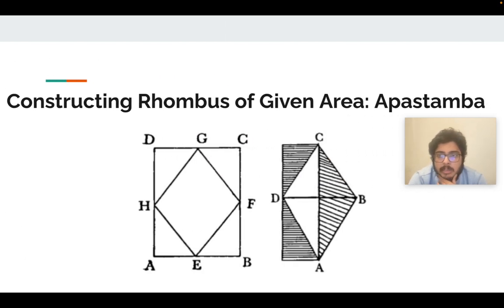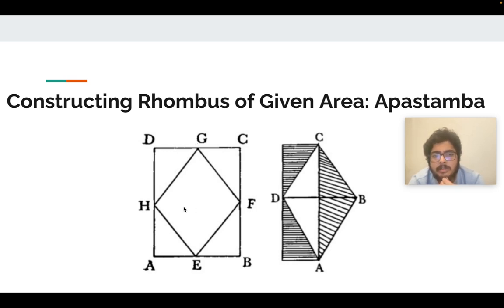Now, after these two somewhat involved geometrical constructions, we move on to a very simple idea, that is the construction of a rhombus of a given area. This is given in the Apastamba Sulba Sutras. It says very simply that to construct a rhombus of a given area, the only thing you have to do is draw a rectangle of twice the area, and we are finished with that. Nothing much has to be done after that, right? So construct a rectangle or a square of double the area, join the midpoints, and you are done.